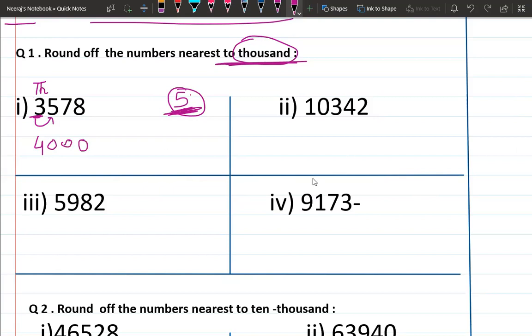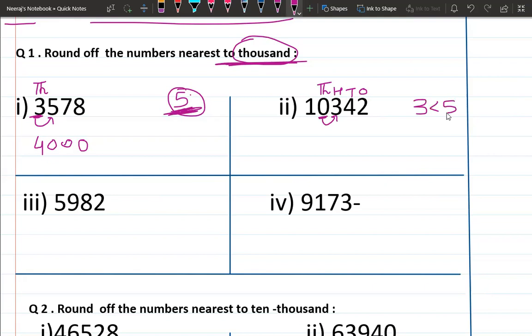Now let's solve the next question. The second part is 10342, and we have to round it nearest to thousands. So we know that this is ones place, this is tens place, this is hundreds place, and this is thousands place. Children, once you get enough practice of doing these questions, there is no need to write the places above the digits. So 0 is on the thousands place, but we have to see the digit right of the thousands place. It is 3, and 3 is less than 5.